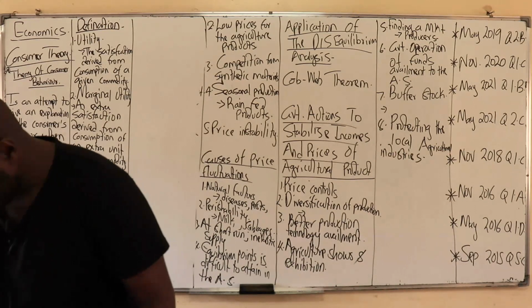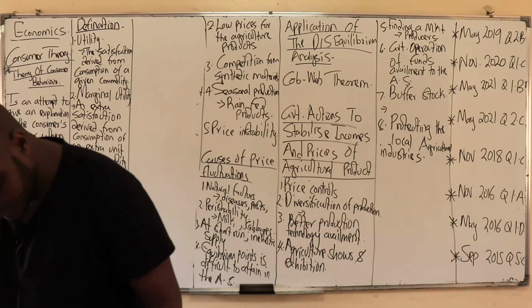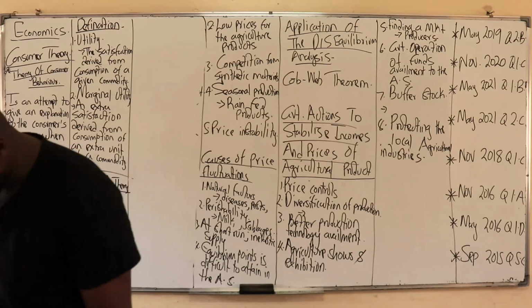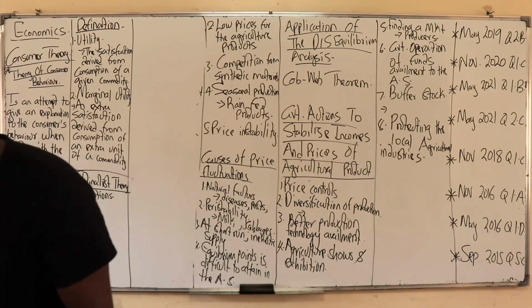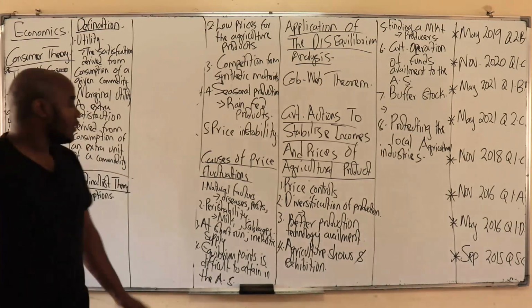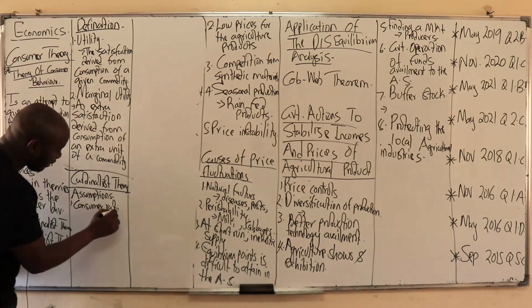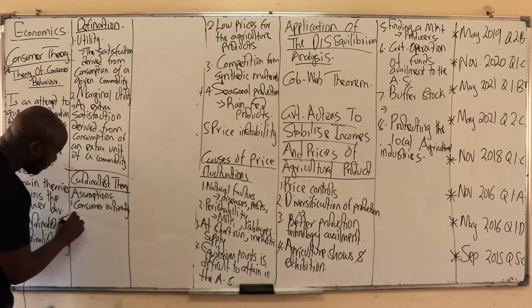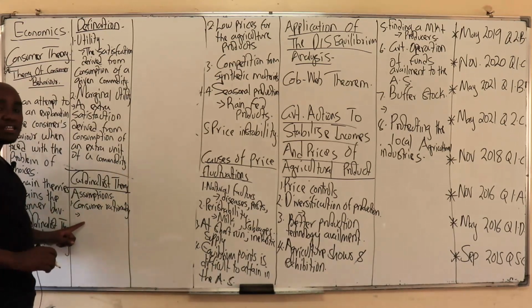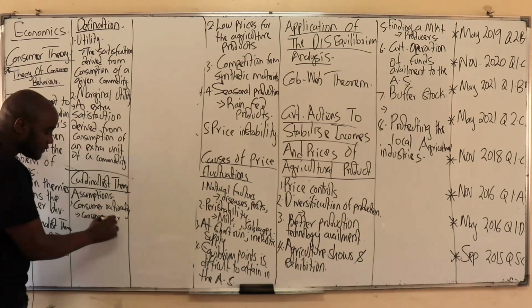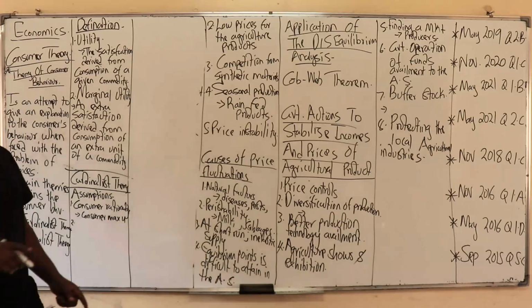Number one is consumer rationality. When you're talking about consumer rationality, we assume that the consumer is here to maximize his utility. Are you together? That's the assumption number one.